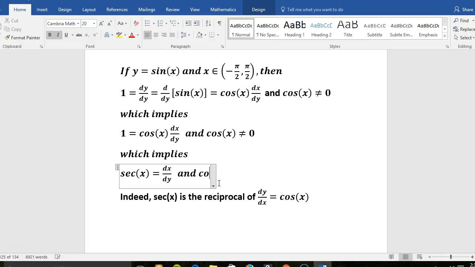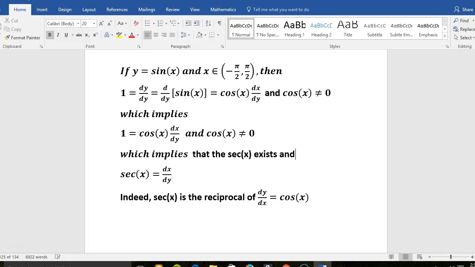And guys, remember the secant is the reciprocal of the cosine. So the secant will exist if and only if the cosine is not 0. The cosine exists everywhere, but if the cosine is 0, your secant won't exist. It's a reciprocal. If your cosine is anything else but 0, your secant will exist, which implies that the secant of x exists and the secant of x equals dx by dy. And indeed, the secant of x is the reciprocal of dy by dx equals cosine x that we talked about when I first started doing this problem.